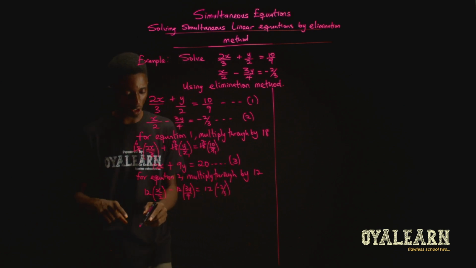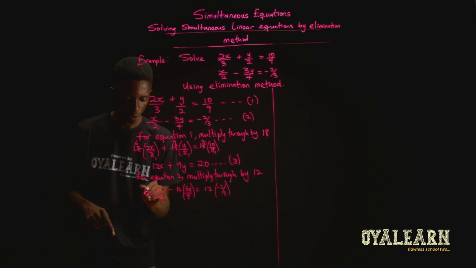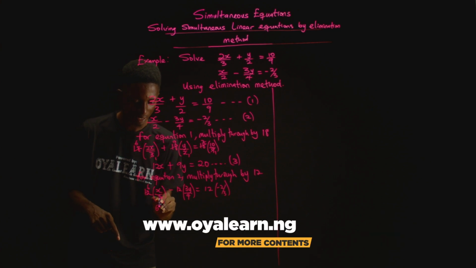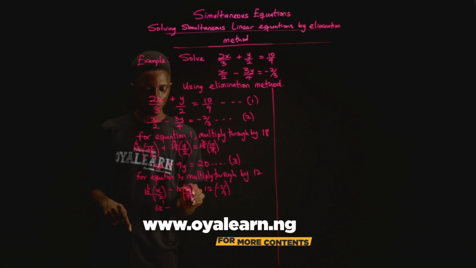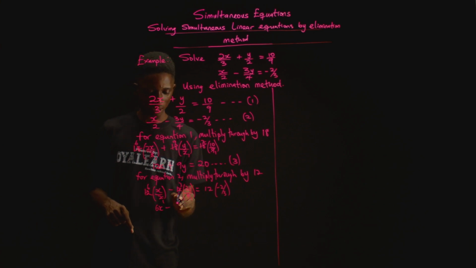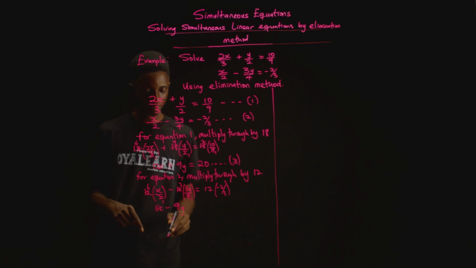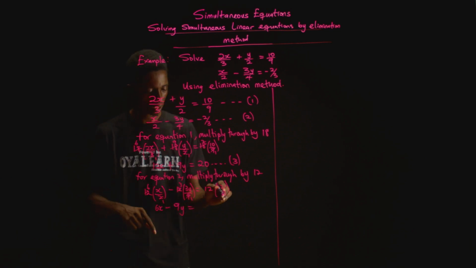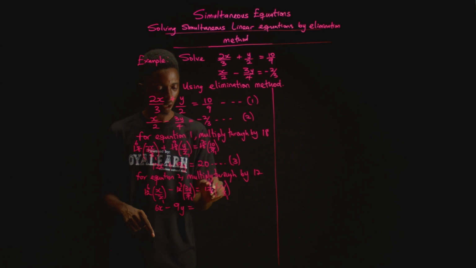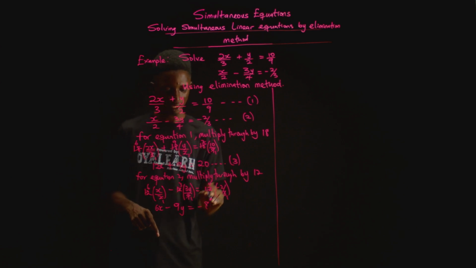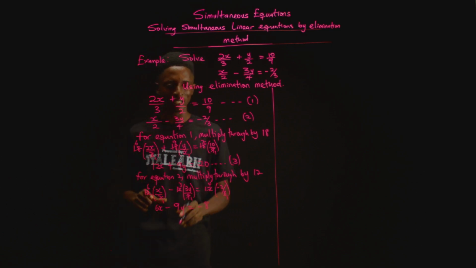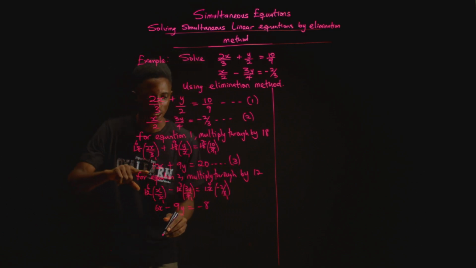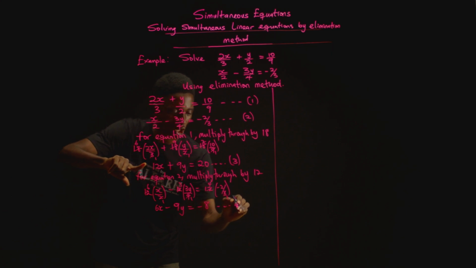Now when we work with this, what do we get? 2 here 1, 2 here 6. So we have 6x minus 4 here 1, 4 here 3. So we have minus 9y equals 3 here 1, 3 here 4. And we have minus 8. So now let's put the two equations side by side so that we can solve it simultaneously. Remember, this is equation 4.